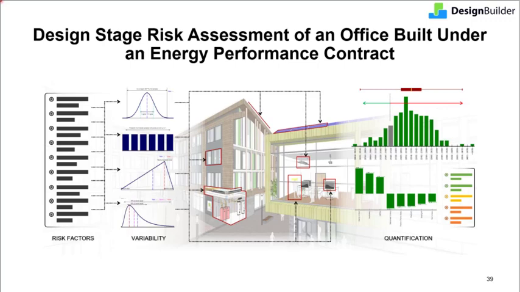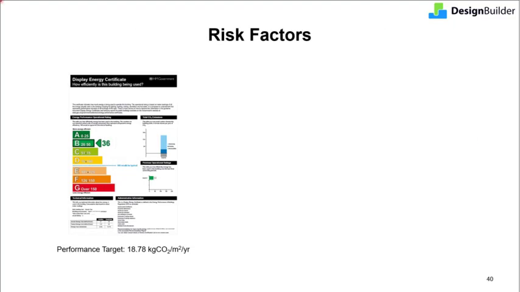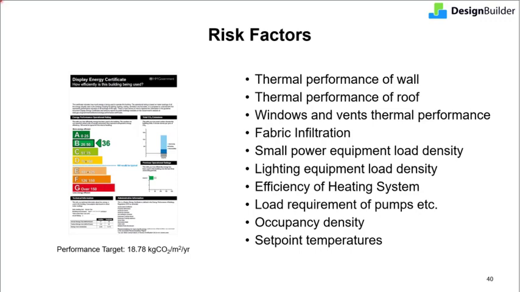The study shows how uncertainty analysis can quantify the risks associated with meeting performance targets, and sensitivity analysis can be used to manage these risks. The building was designed to achieve an A rating with a performance target of 18.78 net carbon emissions per year. These are the risk factors that the project team identified during the risk assessment discussions. These relate mainly to construction quality, design specifications, and building operation related issues.